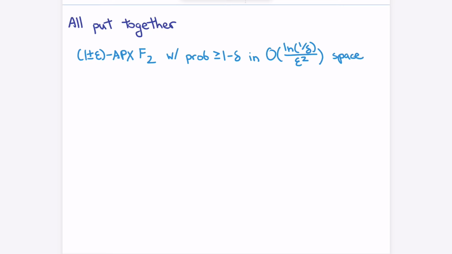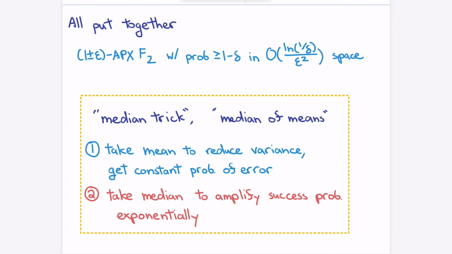So now you're able to get this very good estimate for F2. There's very good space, log 1 over delta over epsilon squared. We're kind of used to this epsilon squared term. It keeps coming up. And that key last idea was what's called the median of means, or the median trick.